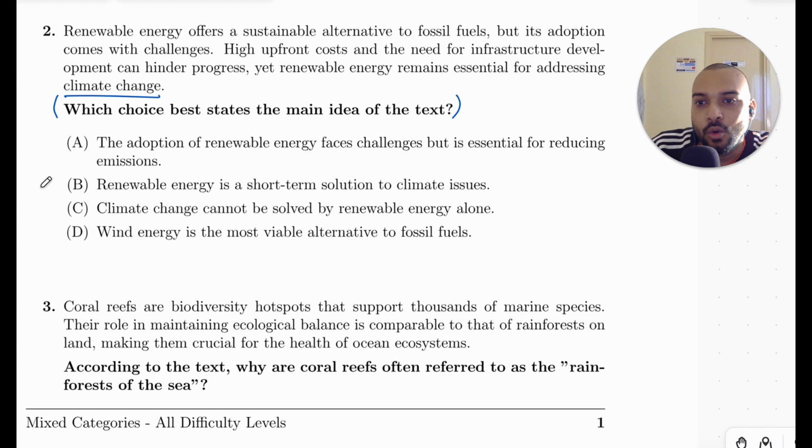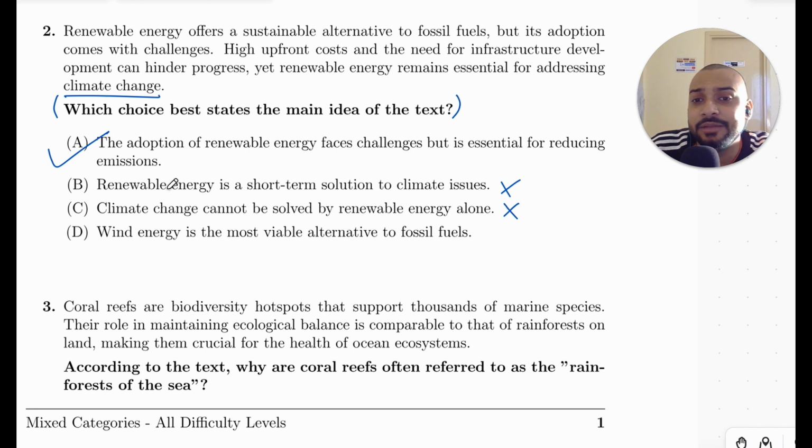Let's see which option captures it in the best way. Okay, the adoption of renewable energy faces challenges, but is essential for reducing emissions. Yup, looks to be the best, but let's see. Renewable energy is a short-term solution to climate issues? No, nowhere has it been mentioned. Climate change cannot be solved by using renewable energy alone. No, nothing of that sort has been mentioned.